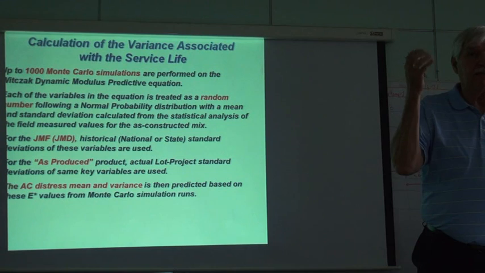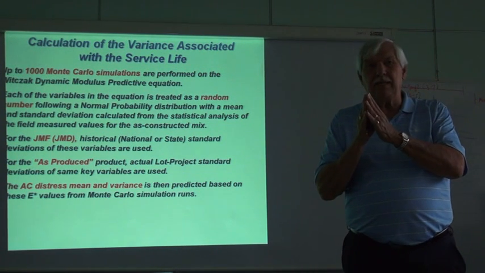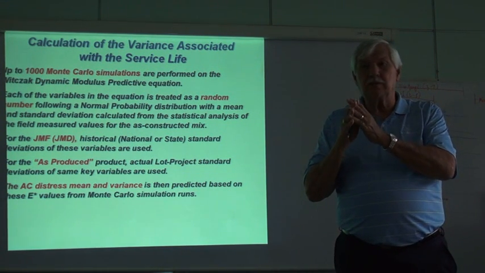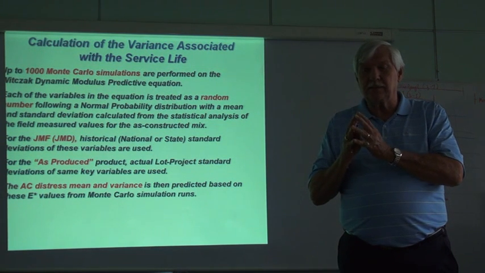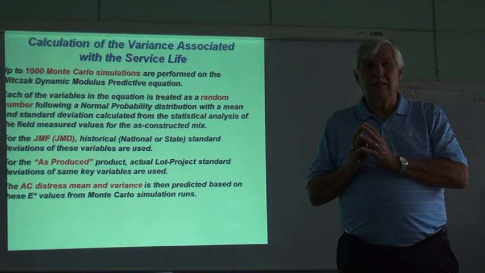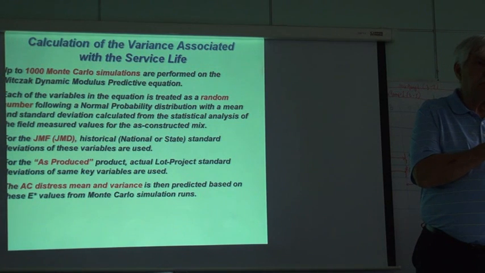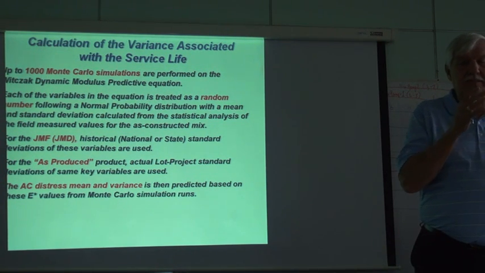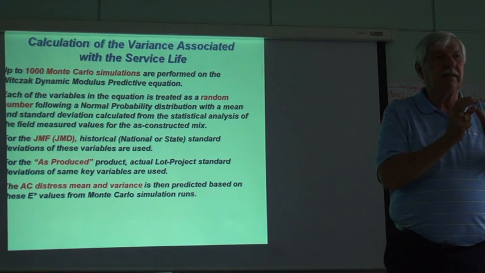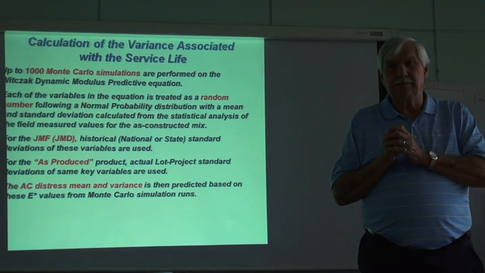So to summarize, if we're talking job mix, we use national historic variances or statistical variability. When we go to the as-built product, we use the variability that the contractor is actually producing statistically in a series of sublots, and we estimate the variance by each one of the lots.